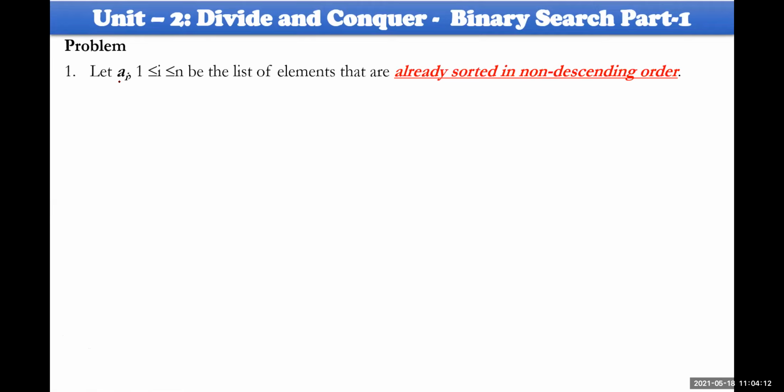So here, binary search. What is the actual problem of binary search? The actual problem of binary search can be seen in this way. You are given a particular problem A of I, where 1 is less than or equal to I, which is less than or equal to n. So you have n number of elements: one element, two elements, three elements, and so on. N elements are there with you, and these n elements are already in sorted order.